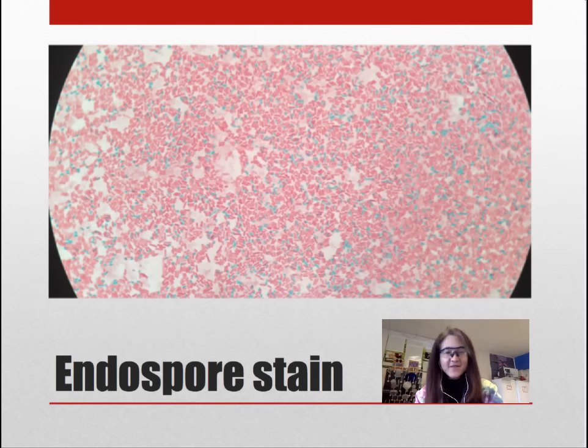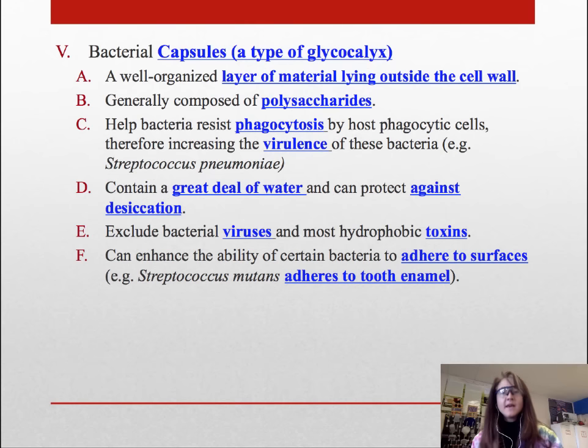This is one of my favorite photographs that was taken by one of my TAs, and you can see the endospores are in green. They look like almost little green teardrops, and the sporangia, the mother cells, are in the kind of pinky orange color. So that's what we're expecting to find on your endospore stain.